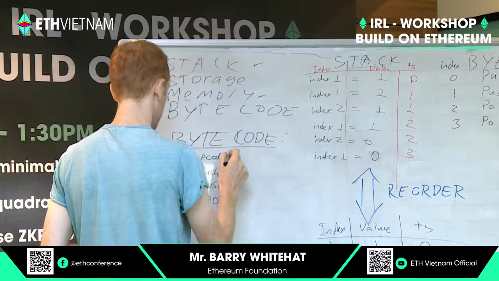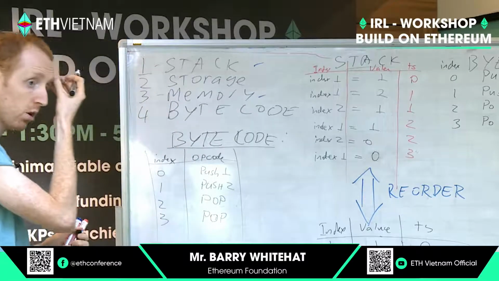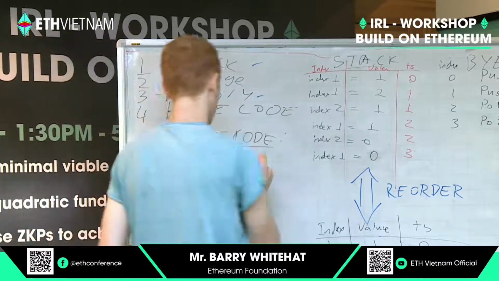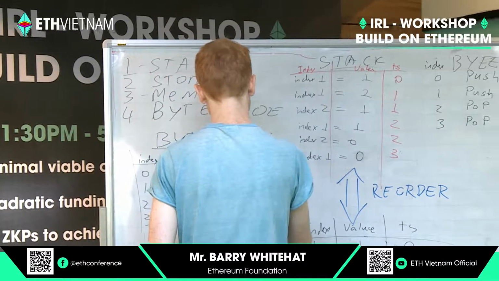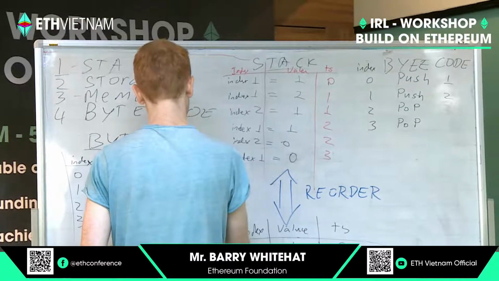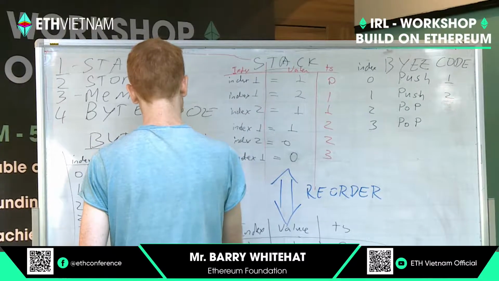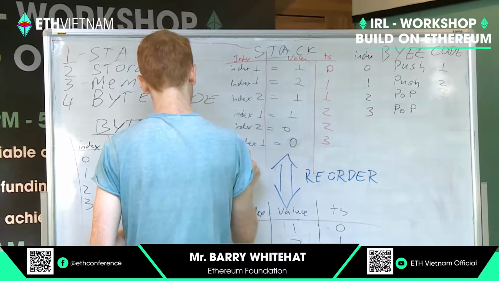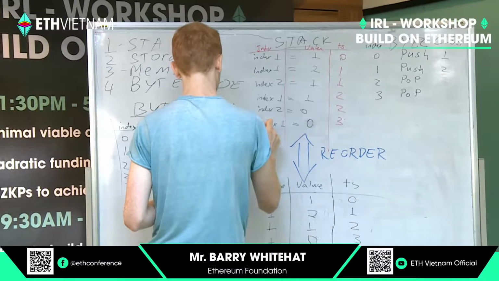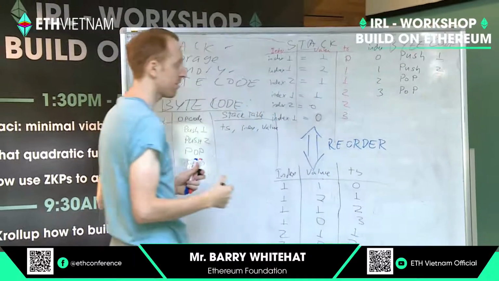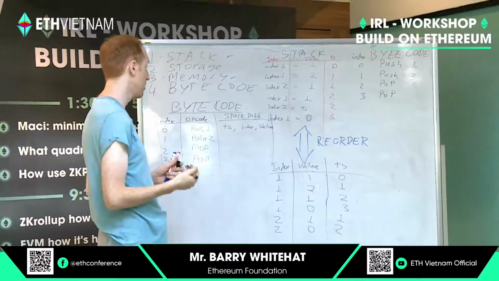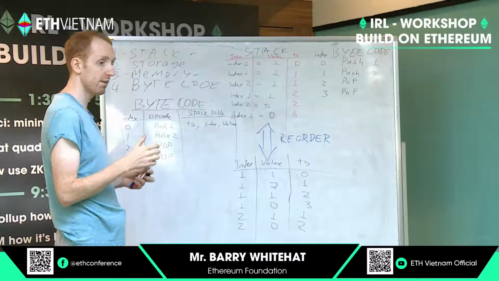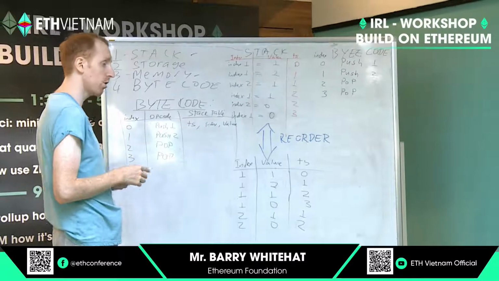Right. So the other thing that we have is our stack table. Our stack table has the timestamp, the index, and the value. The timestamp is just a number that's increasing for every opcode. Our index is the location in memory, and our value is the value. So let's go through this and see.